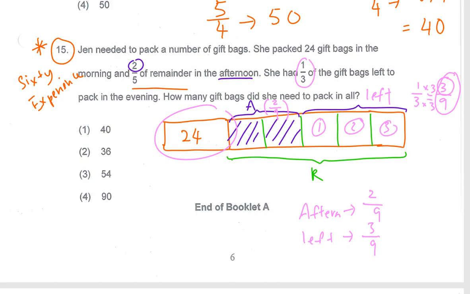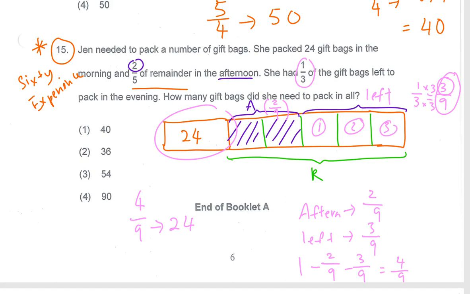Now, how much does this 24 represent? You don't know how many units that is, but you do know that it starts off with 1 whole, minus the afternoon, minus what is left. 1 whole minus 2/9 minus 3/9 is 5/9, right? It gives you 4/9, sorry. So this 4/9 represents 24.